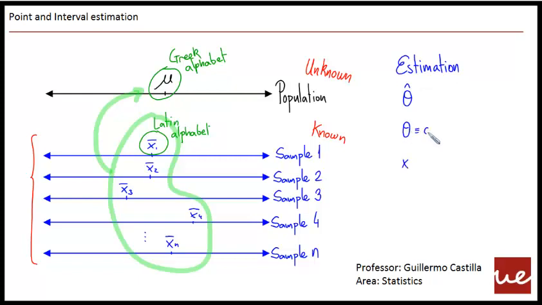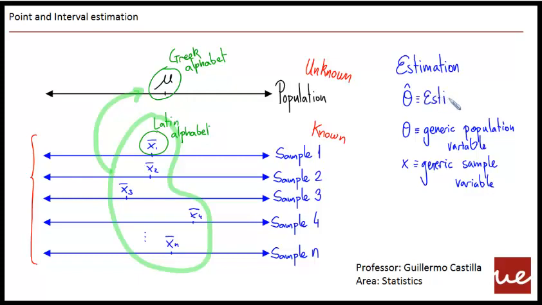That's why we usually use the Greek letter theta for any generic population variable. And we use the Latin letter x, as we've been using so far, always, for a generic sample variable. So if you've got the generic population variable and the generic sample variable, what we call is theta circumflex, the one we've got on top. Theta circumflex will be the estimation of that population variable.